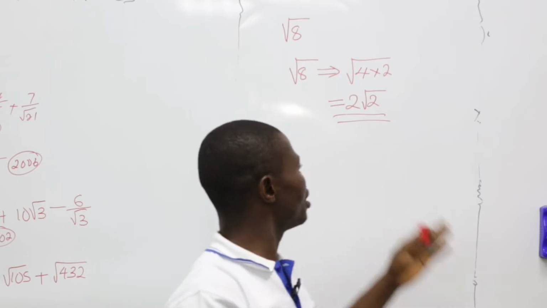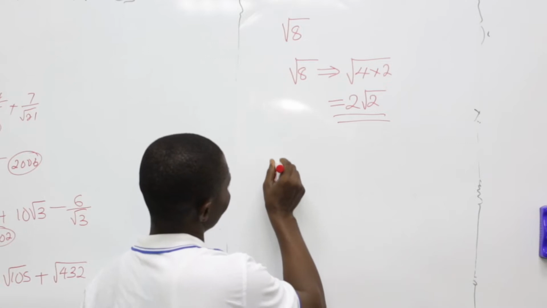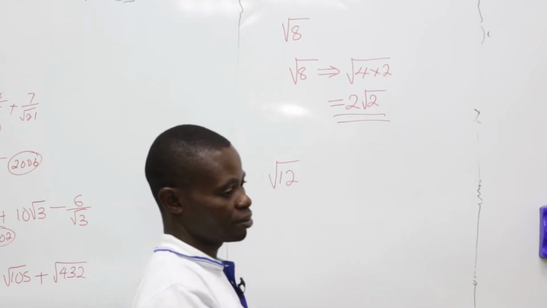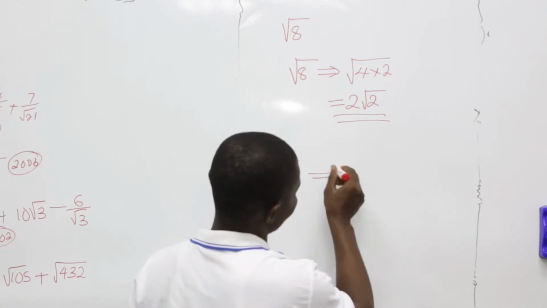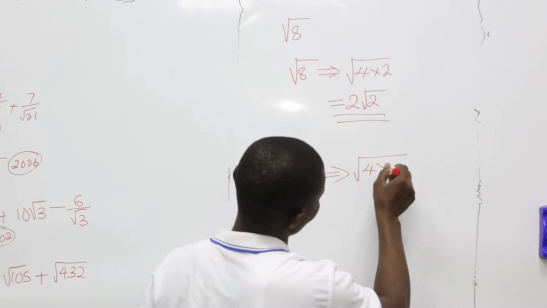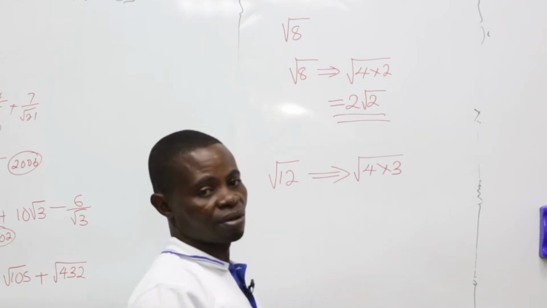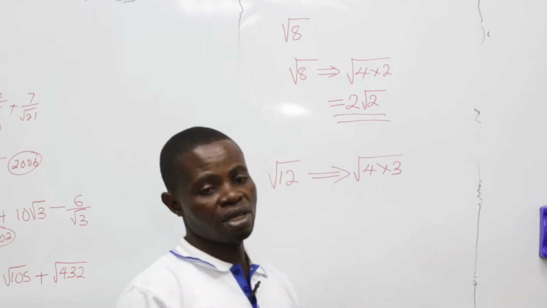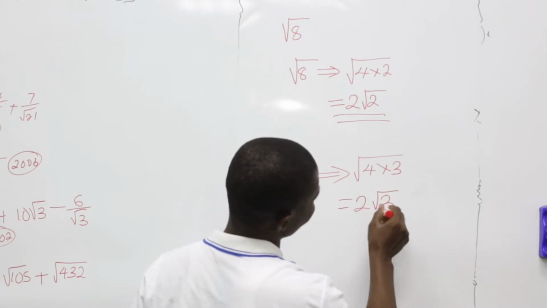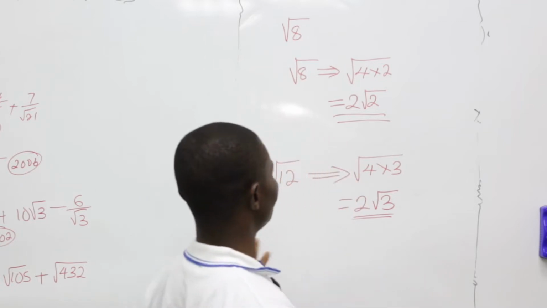That's a particular rule. The next one, root 12. When you have root 12, you think of the perfect square in 12. What is it? 4 times 3. Is 3 a perfect square? No. Is 4 a perfect square? Yes. Square root of 4 is what? 2. So the solution is what? 2 root 3. The next one is root 125.